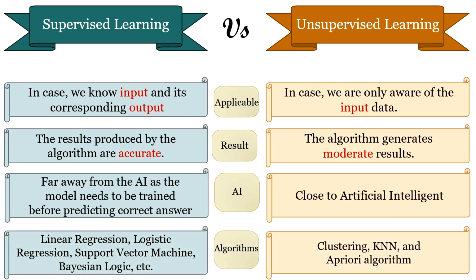Algorithms of supervised learning are linear regression, logistic regression, support vector machine, Bayesian logic, etc. Algorithms of unsupervised learning are clustering, KNN, and a priori algorithm. So this is all about the difference between supervised learning and unsupervised learning.